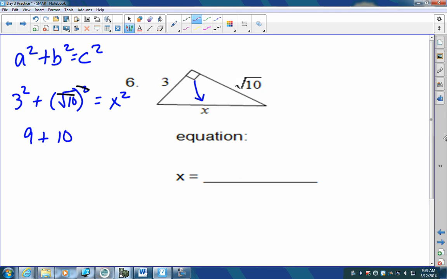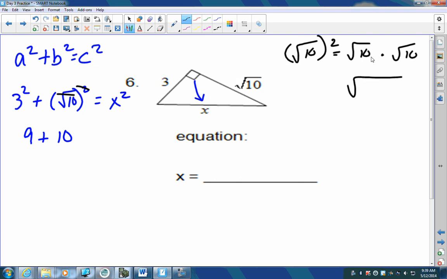To write it out a little bit more for you, remember that if you have the square root of 10 squared, that means the square root of 10 times the square root of 10. Well, 10 times 10 is 100. What is the square root of 100? 10. If you notice the shortcut when you're multiplying two square roots and it's the same number, it takes two to come out of the house. That's where my 10 is coming from.